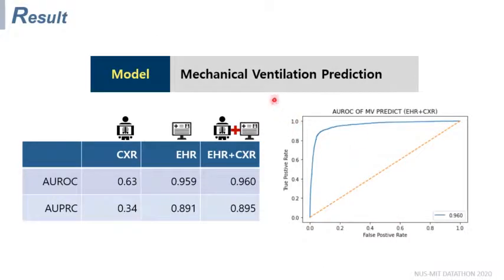Here is the result of our model performance. In predicting the need of mechanical ventilator, the EHR model by itself had very impressive results. This EHR model by itself showed 0.959. Combining CXR with this model even increases this result to 0.96.